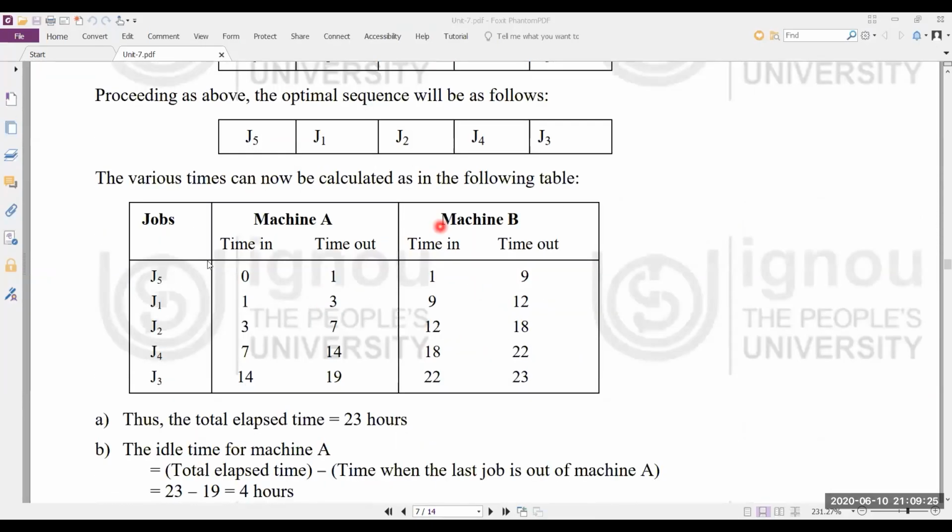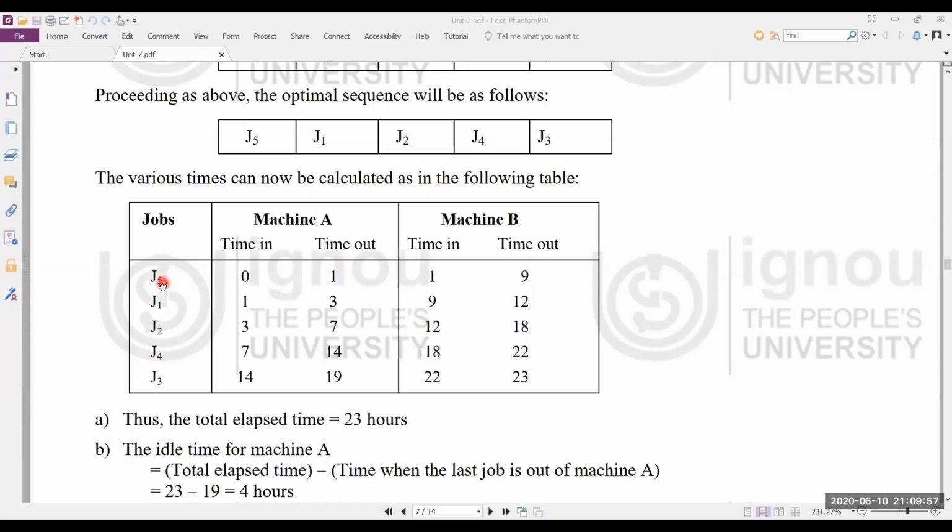First of all, we write the sequence of the jobs here in the first column, and write machine A, machine B, because there are two machines, and write time in and time out, time in and time out. Here we start with J5. When we start our work, the initial time is 0, and first of all we try to complete the job J5.